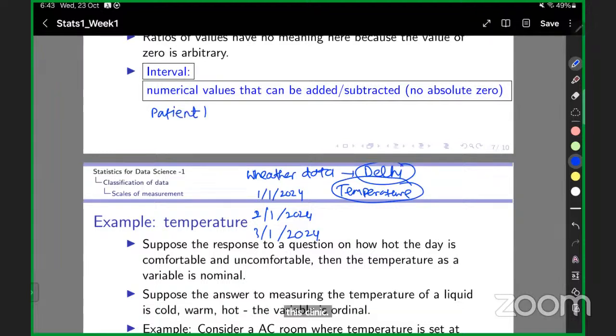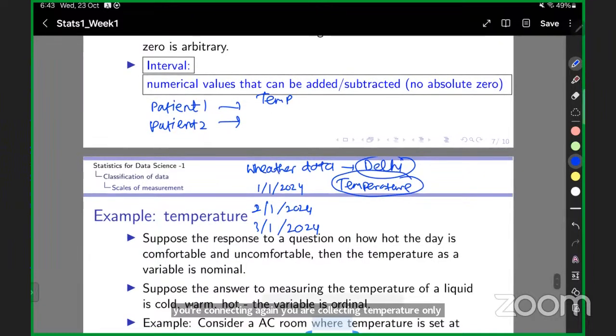Okay. First patient coming to your clinic, you will collect his temperature. Then second patient will come, you will collect his temperature. Nothing like you are collecting again, you are collecting temperature only. But here, what makes it cross-sectional is it doesn't matter. You are not collecting over a period, right? This patient will only come maybe once. He might come again, but for now we are not sure, right?